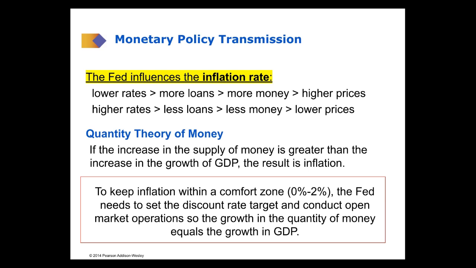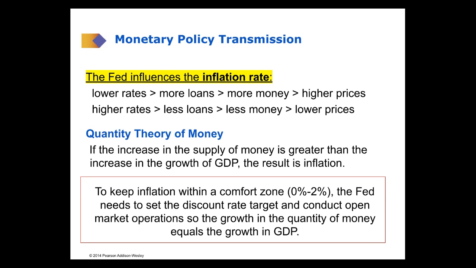The quantity theory of money says that if you increase the growth of the quantity of money at the same rate that you increase the growth of potential GDP, well, then you're going to have no inflation. If you increase the growth of the quantity of money faster than the growth of potential GDP, well, then you will have inflation. If you increase it slower than the increase in potential GDP, you'll have deflation. So the quantity theory of money is at the core of monetary policy.